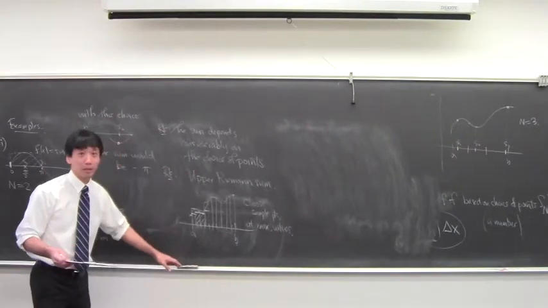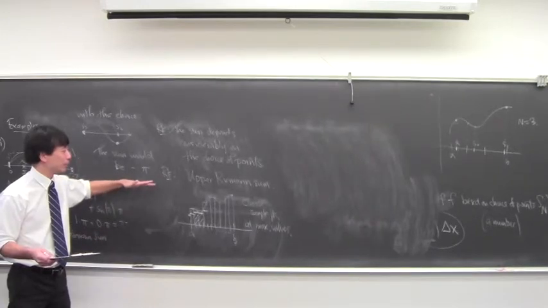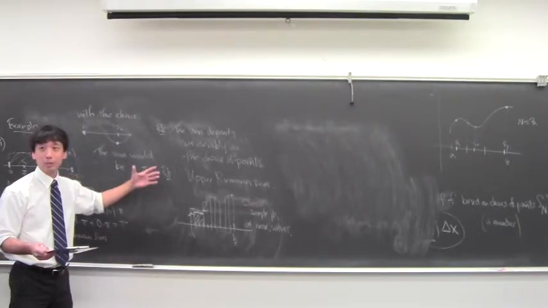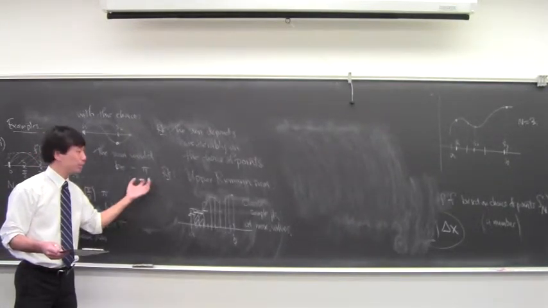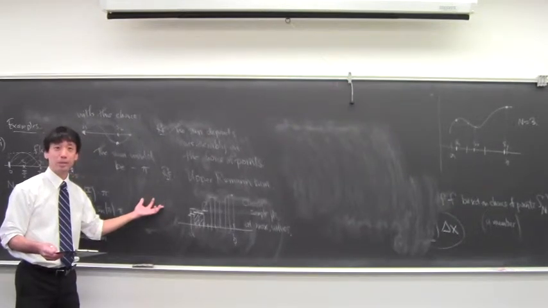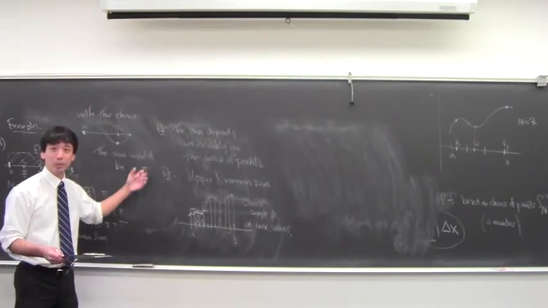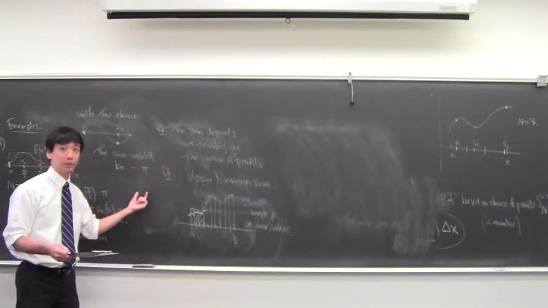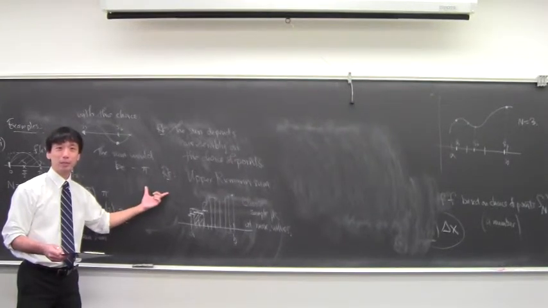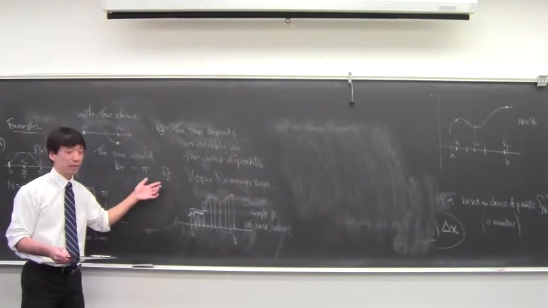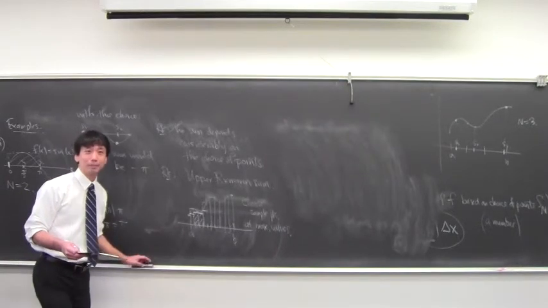So nothing says it's actually not so hard. We're just partitioning the base, choosing sample points, evaluating the function there, multiplying by the widths of the subintervals, adding those things together to get some approximation of the area. And these things are all called Riemann sums.